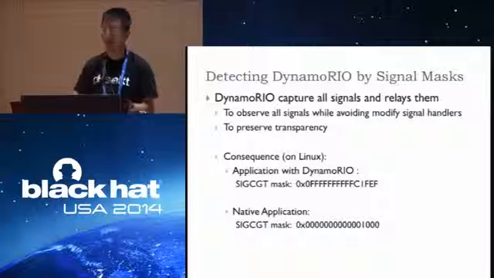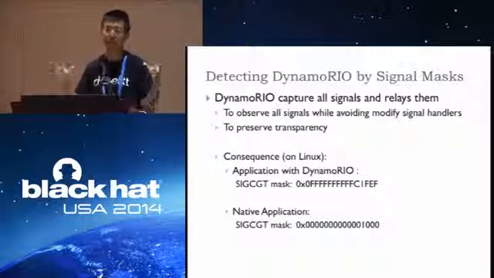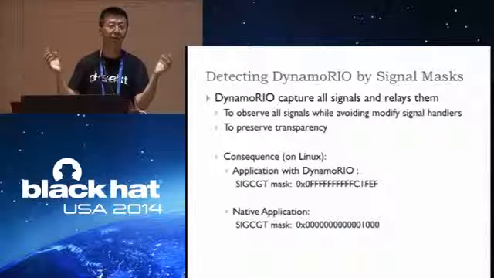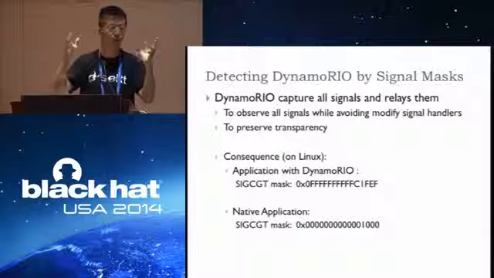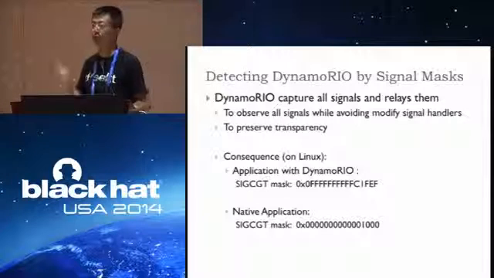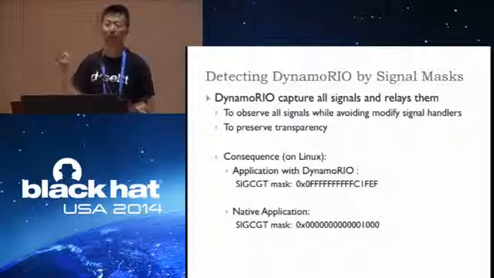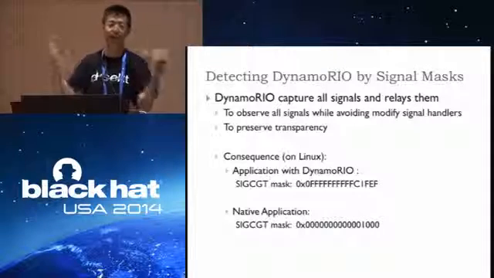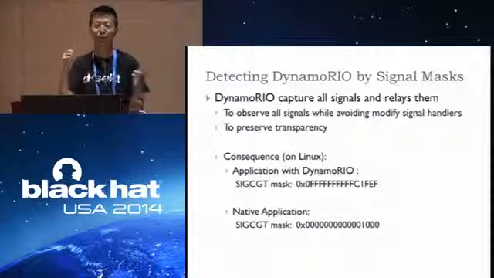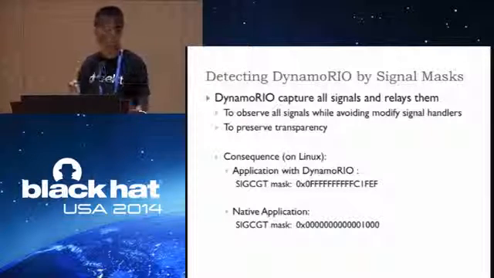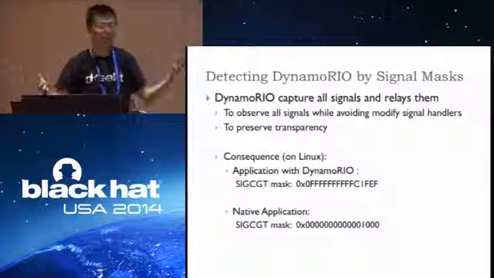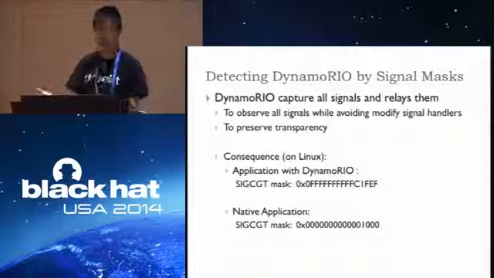One more example of these artifacts. Because DynamoRIO is an instrumentation platform, it tries to observe all behavior, for example all the signals sent to the program, so it tries to capture all signals. For a regular program, say I write a program that only cares about one signal, say SIGINT, and you look at the signal mask, only one bit is turned on. But if you look at the situation running under DynamoRIO, almost all the signal mask bits are enabled. So that's another artifact.